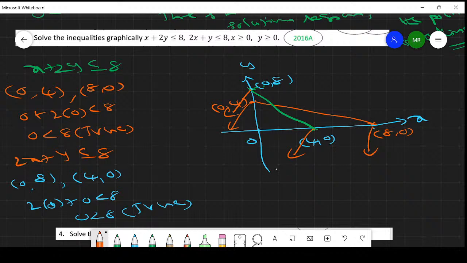x greater than or equal to 0 means this side. y greater than or equal to 0 means above the line, like this. Finally, the solution region will come satisfying all of these. You can see here, I can draw, this is the solution region.